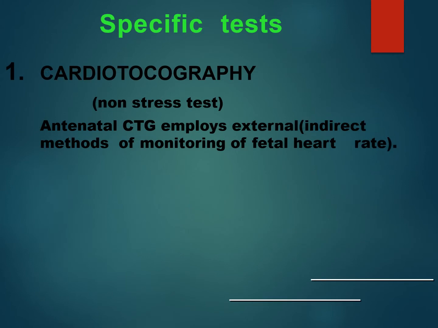One is called the non-stress test or the cardiotocogram. Cardiotocogram, if it is done intrapartum, because we have uterine activity, toco means uterine activity, cardio means the fetal heart. Antenatal CTG, which is the non-stress test, employs external or indirect methods of monitoring of fetal heart rate.